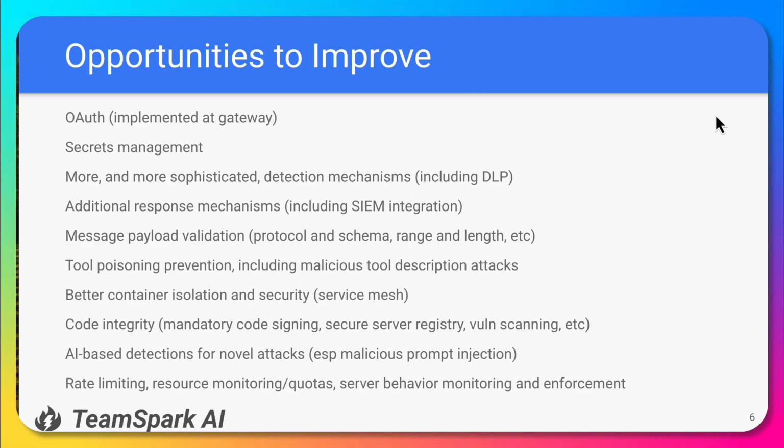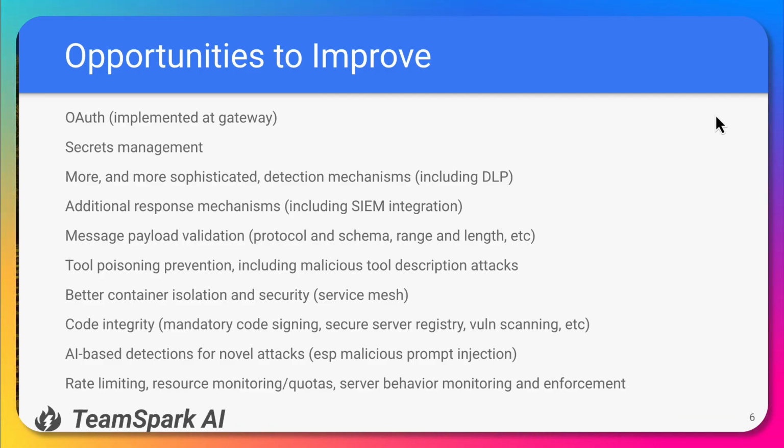Secrets management. A couple of vendors do this okay. I don't think anybody's doing really great at this. That's something also we're working on. We need more and more sophisticated detection mechanisms. DLP is one of them, but there are a bunch of them that were called out, things that we need to be able to do to those data streams for content security that's beyond just keyword matching. We need additional response mechanisms, so integrating with SIEMs and other kinds of cybersecurity tooling.